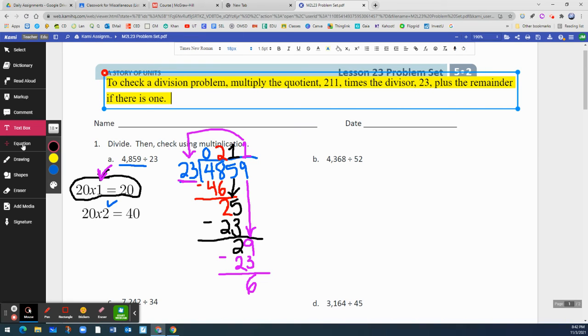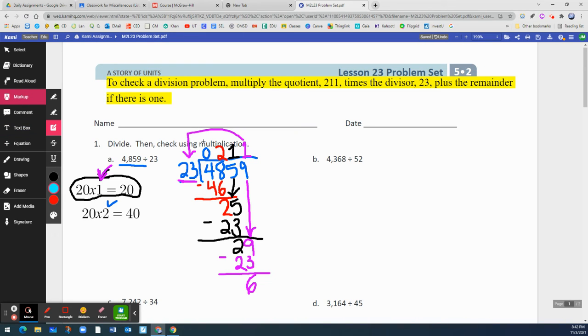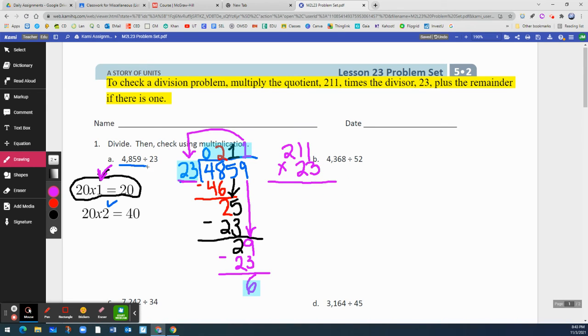All right, so let's look at this. This is what we need to do. So here is the quotient times the divisor plus the remainder. All right, let's do the math on the side. So that's going to be 211 times 23. Okay. All right, let's get to it.